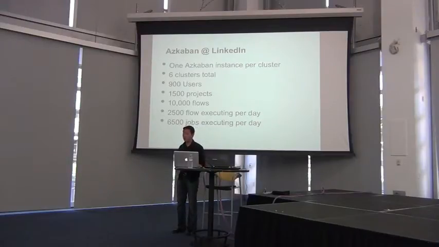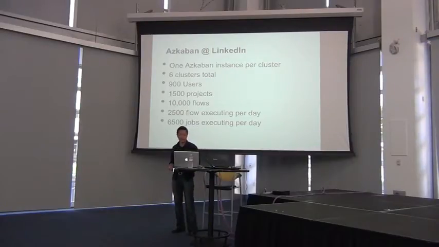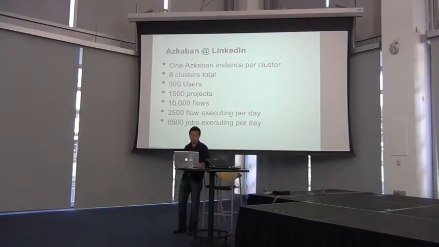And a little about how we run it. We have one Azkaban instance per cluster, 6 clusters total. Amongst our two main clusters, our development and our production clusters, we have about 900 users. Not all of them are active, but we have 900 different users on it. About 1,500 different projects that consist of 10,000 flows. And flows are our short form for workflows.